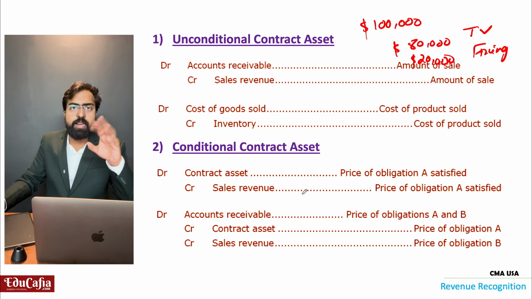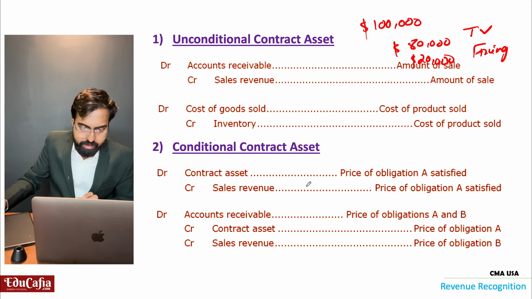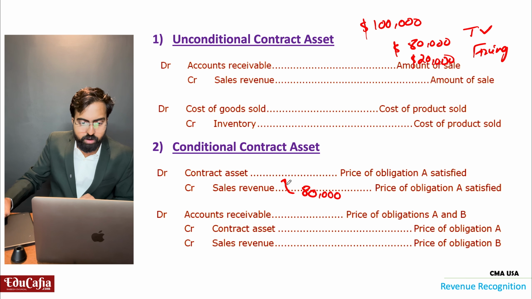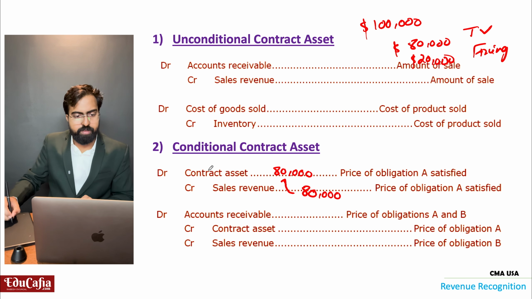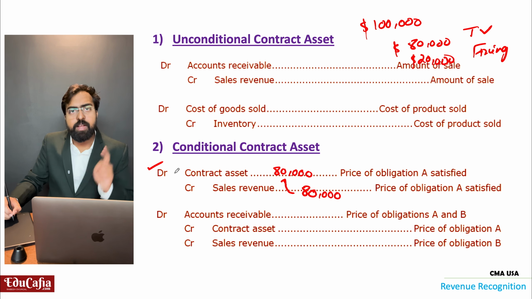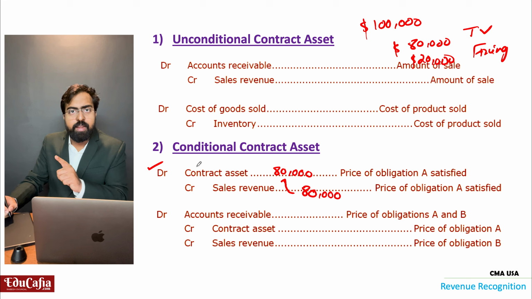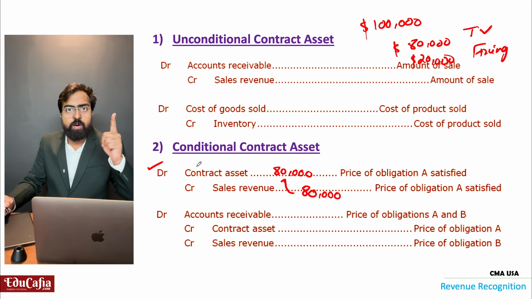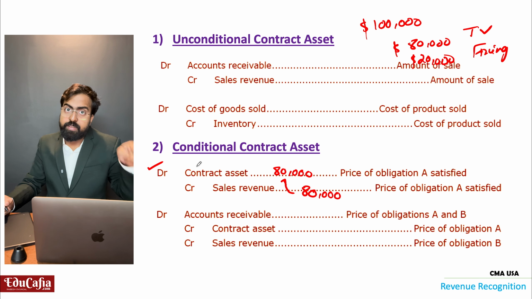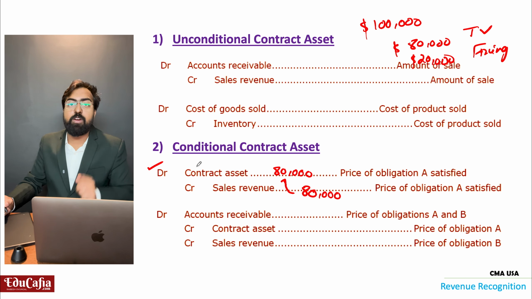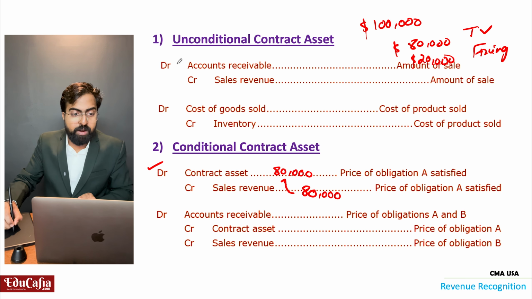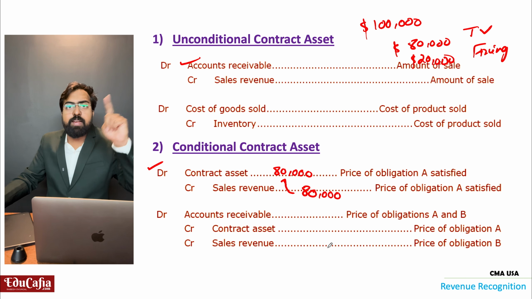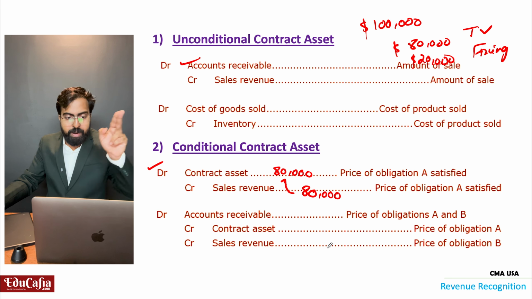So in this 80,000 I sold the TV, right? That 80,000 I can consider as sales revenue, and the debit will go to contract asset. This is on the asset side, because for me it is a contract asset. I can't consider it as receivable. Why can't I consider it as accounts receivable? Because fixing is not finished. The second condition is pending.